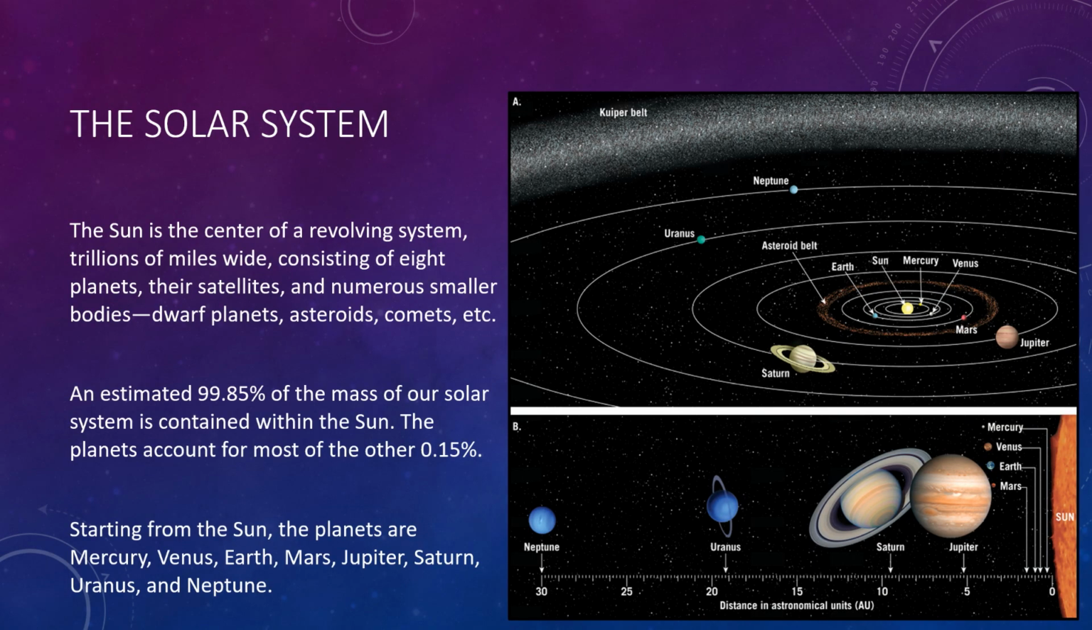The Sun is the center of a revolving system, trillions of miles wide, consisting of 8 planets, their satellites, and numerous smaller bodies, such as dwarf planets, asteroids, comets, and meteoroids. An estimated 99.85% of the mass of our entire solar system is contained within the Sun. Collectively, the planets account for most of the remaining 0.15%. Starting from the Sun, the planets are Mercury, Venus, Earth, Mars, Jupiter, Saturn, Uranus, and Neptune.